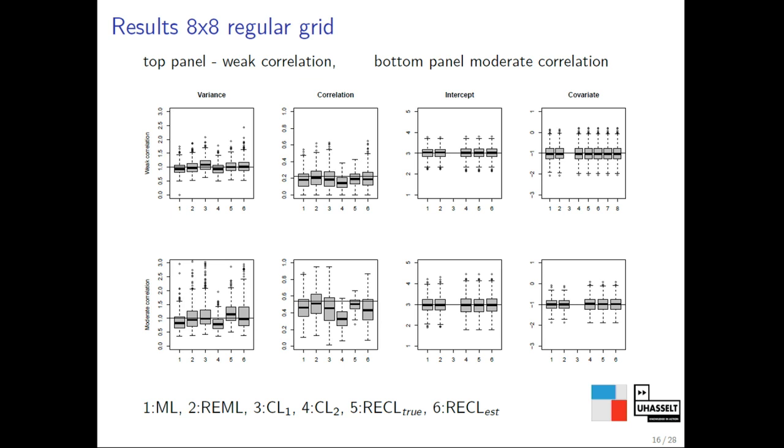The number 2 is the restricted maximum likelihood, which is supposed to be closest to the truth. And our method does fairly well, especially when you have a weak correlation, so your estimates are much closer to the true values. When the correlation gets stronger, then sometimes it's a little bit off, but at least it's better than just using the standard pairwise likelihood method, which is number 4. This is for an 8x8 regular grid.